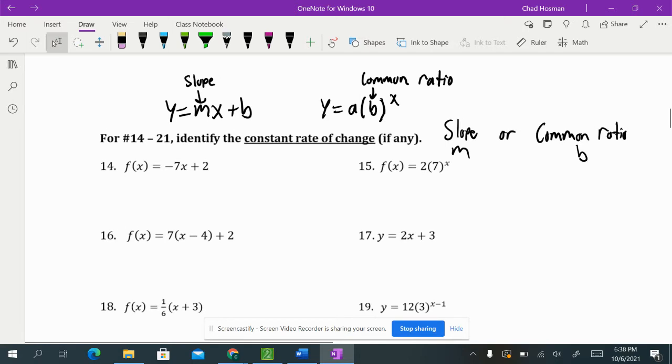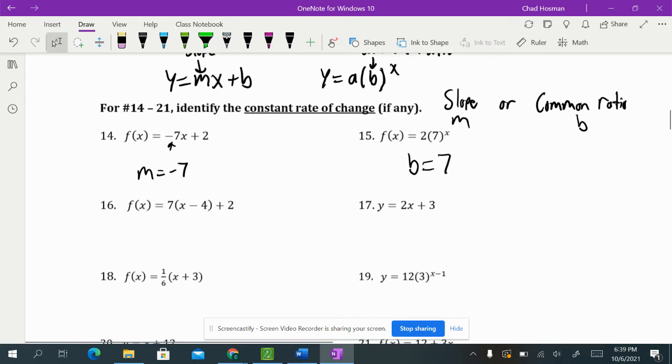Number 14, it's a linear equation, and the slope is going to be the number that's right next to the x variable. So the slope is this -7. So we'll say m is equal to -7. All right. Then we have number 15. We can tell this is exponential because of this variable in the exponent. The variable in the exponent tells us what the common ratio is, because the common ratio is what's being raised to that x power. So b in this case has to be 7.